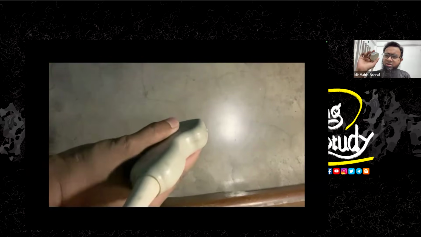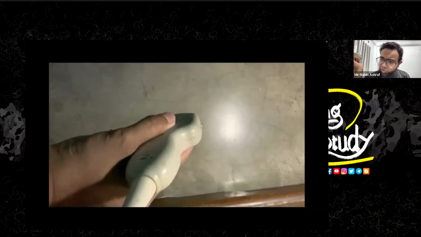So try to hold it with your hand like a pen. It's a pen. So you draw beautiful pictures of the patient. So hold it like a pen.